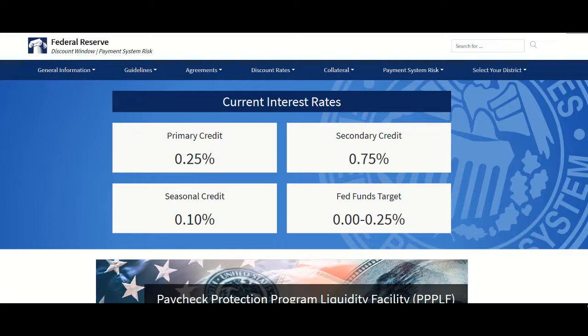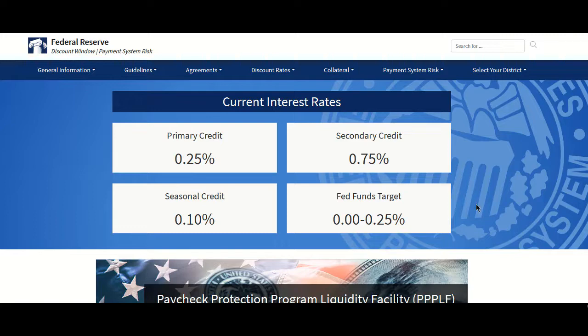So it was an interesting solution to a problem. Now, a couple more things here I want to cover with the discount window is that there's also seasonal credit, and that's a low interest rate because it's not deemed to be a risky loan. Banks in the farming area and in heavy tourist areas often need seasonal credit just to meet their liquidity needs on a very short-term basis. And so that's what seasonal credit's all about.